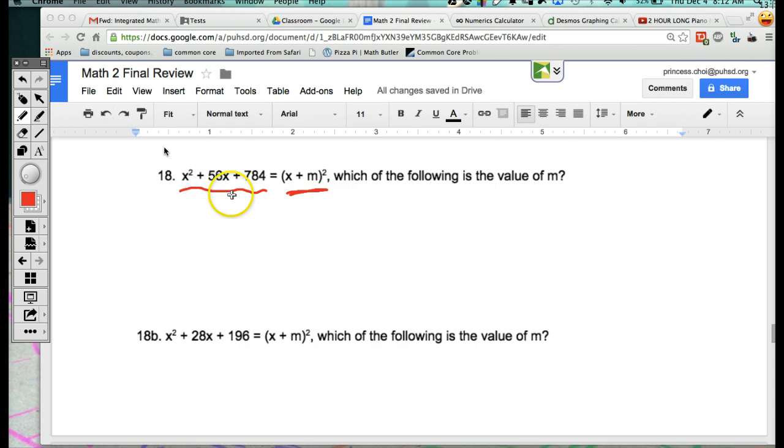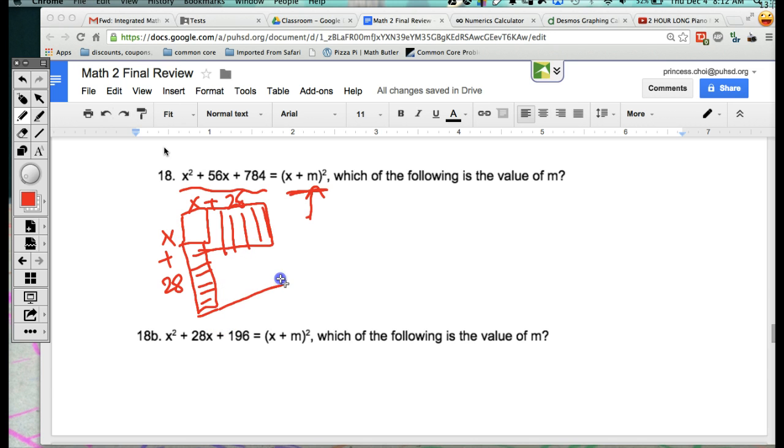How do you know this? Because they set it up for you. They said this is equal to (x plus m) squared. They just want you to find out what m is. So if you remember the big square, the x squared was this big square, and you have 56 rectangles. How many rectangles do you have to put on this side, and how many on this side? You have to put 28. So it's going to be x plus 28 over there, and x plus 28 here.